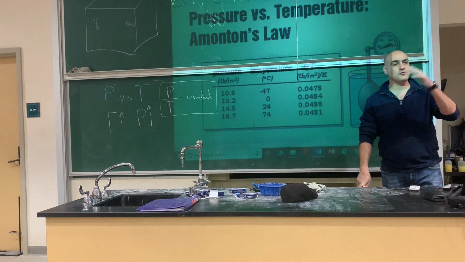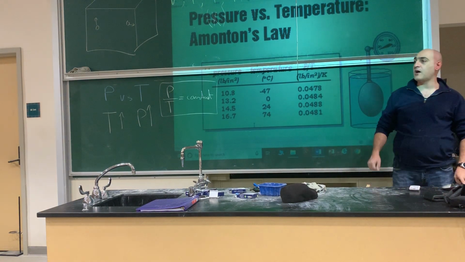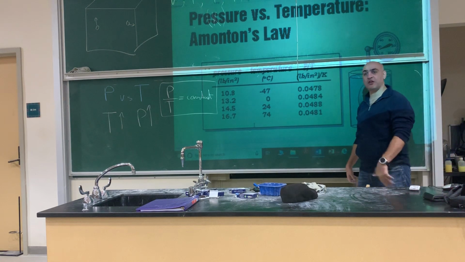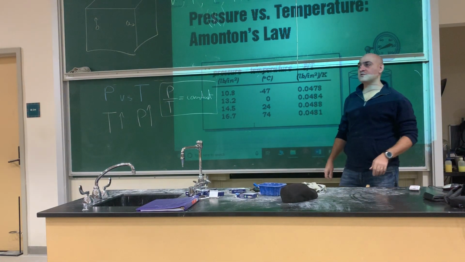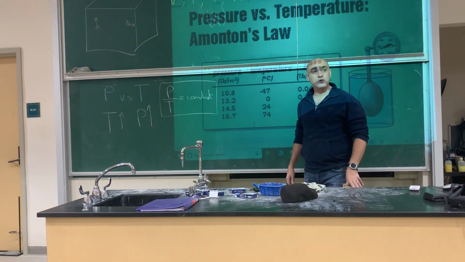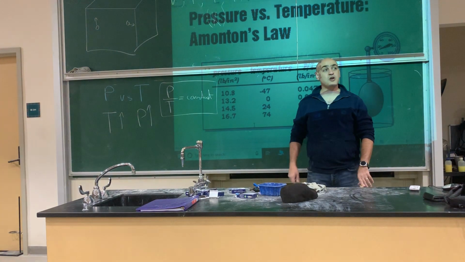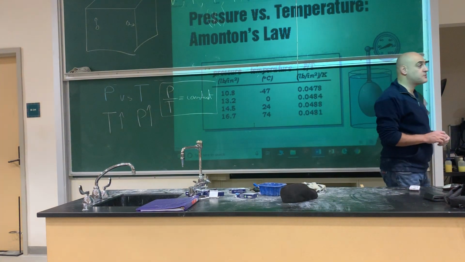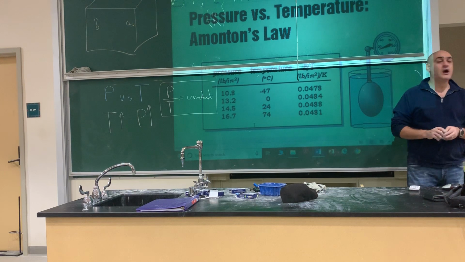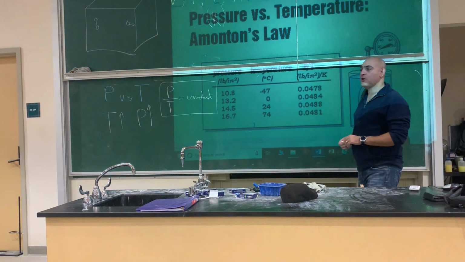P times V is equal to a constant, or V times T is equal to a constant. V over T equals a constant represents whose law? That's Charles' law. First you have to check: Charles studied volume versus temperature. Or I could just tell you, P over T is equal to a constant, whose law is that?